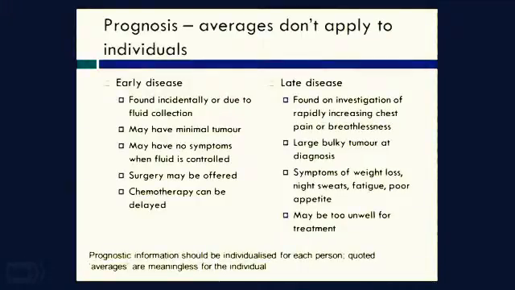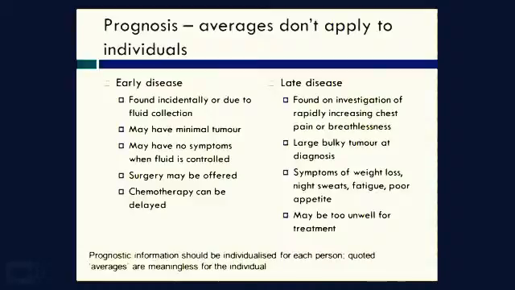So when people talk about prognosis in mesothelioma, I don't want to go into any great detail here because I'm sure you've all been on the internet and seen all sorts of numbers. But what I do want to emphasise is that prognostic information absolutely needs to be individualised for each person. We have a world of difference between early disease that is found incidentally or due to a fluid collection, and that person may have minimal tumour, no symptoms, and treatment can be delayed or surgery offered.